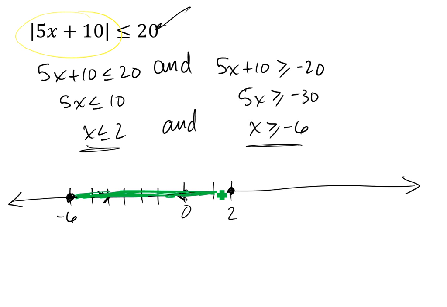And, just by a quick inspection, 0 should work. If I put 0 in there, I get the absolute value of 10. Therefore, 10 is less than 20, which is great. If I put a -5 in, -5 times 5 is -25. -25 plus 10 is -15. And the absolute value of -15 is 15. 15 is less than 20. So that works quite nicely. Well, that is actually it, I believe. Let me double check. Yeah, that's it.